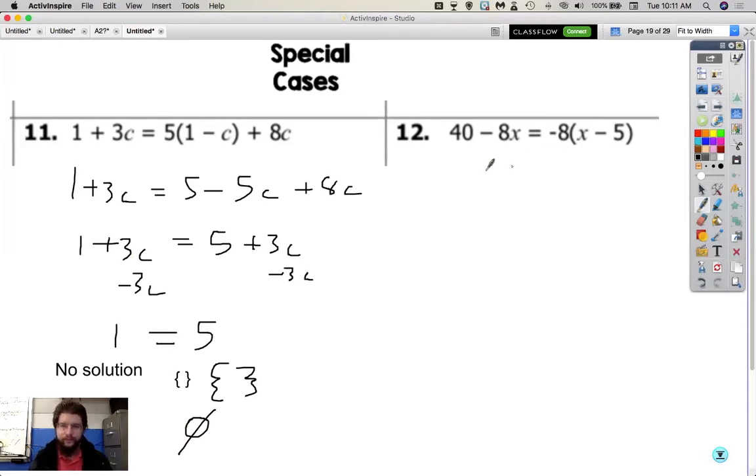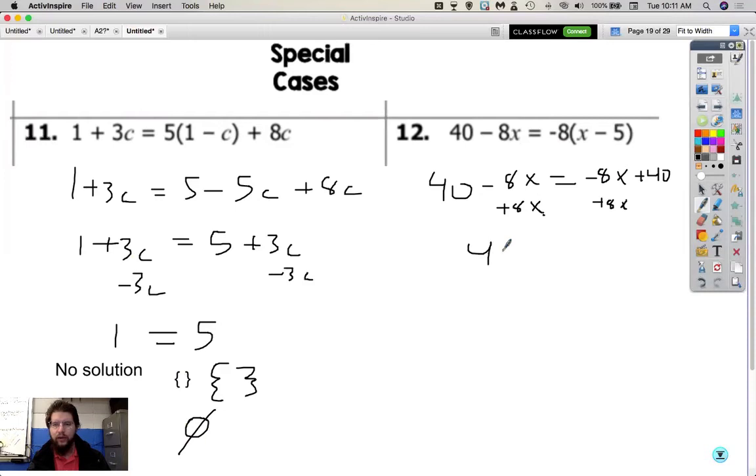Let's look at this one. 40 minus 8x equals negative 8x plus 40. Okay, if I add 8x to both sides, I get 40, oh wait, the x's are gone, equals, oh, the x's are still gone. I get 40 equals 40. Does 40 equal 40? Yes, it does. When does 40 not equal 40? It always equals itself, doesn't it? So our answer is everything.